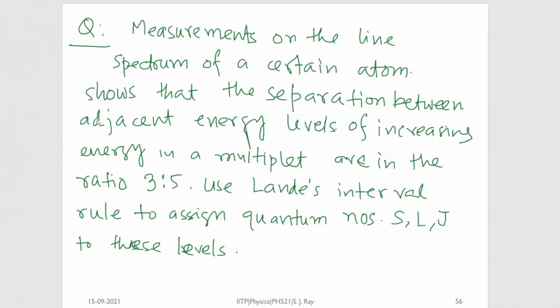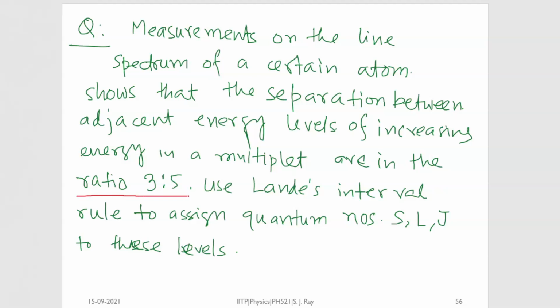So here is one question for you. The question says, let's say we are doing measurements on the line spectrum of an atom, and it shows that the separation between adjacent energy levels of increasing energy in a multiplet are in the ratio 3:5. Use Landé's interval rule to assign quantum numbers S, L, and J to these levels. So this is an exercise for you.